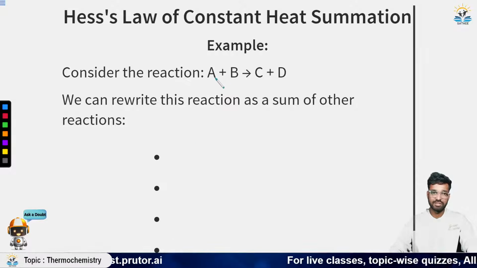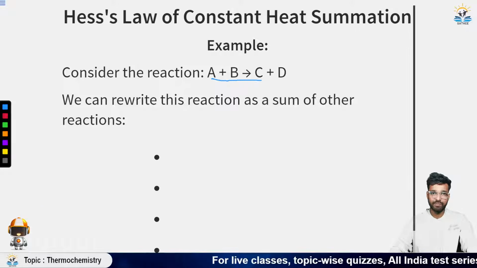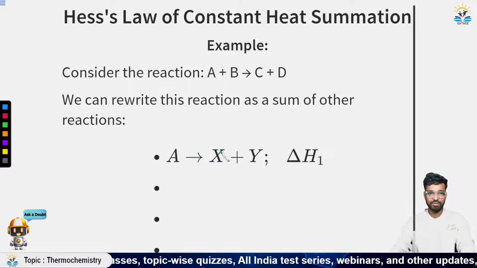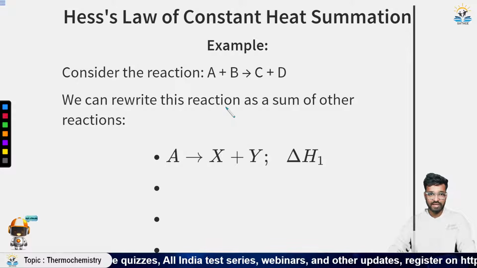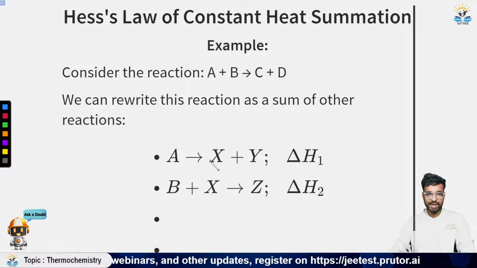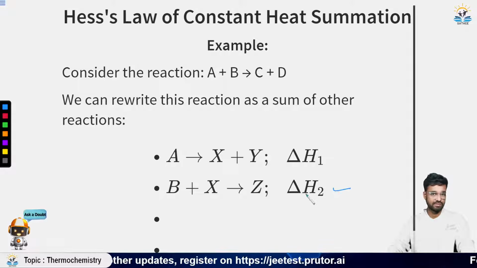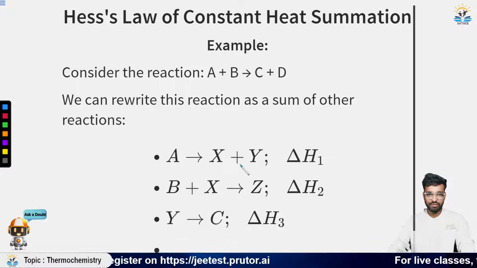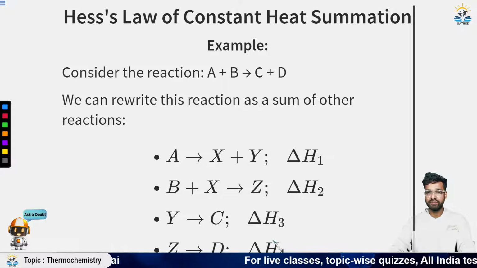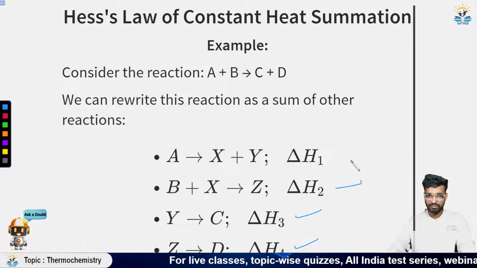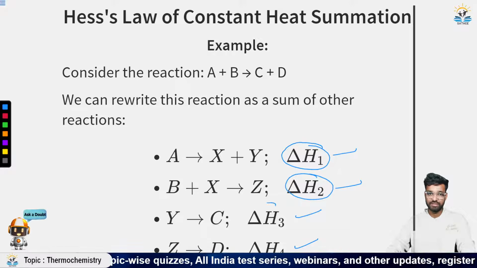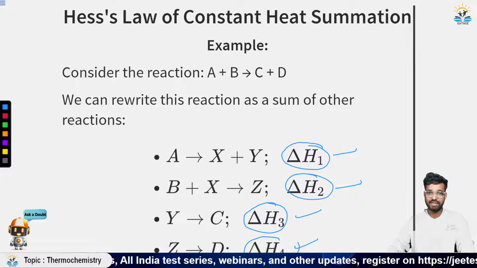Suppose we have a reaction that is happening like A plus B giving C plus D. Now the reaction goes through four steps. The first is the reaction goes from A to X plus Y. Then B reacts with X and gives us Z. Then the Y which is formed gives us C, and the Z which is formed gives us D. So these are the four steps, having different enthalpy changes, that is delta H1, delta H2, delta H3 and delta H4.